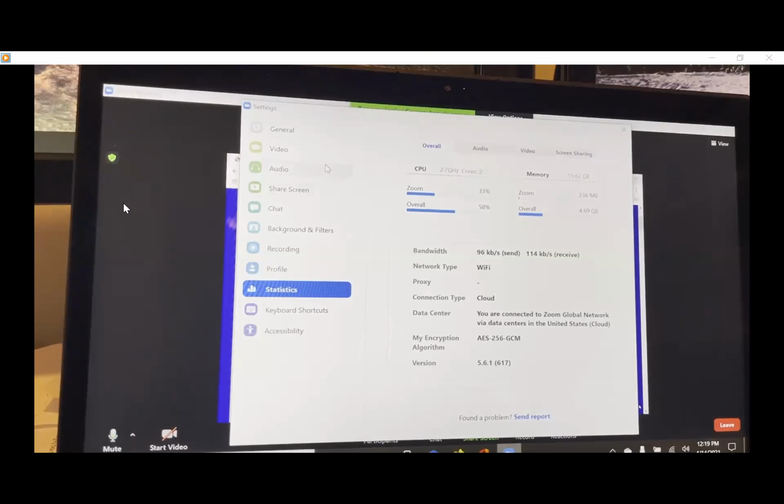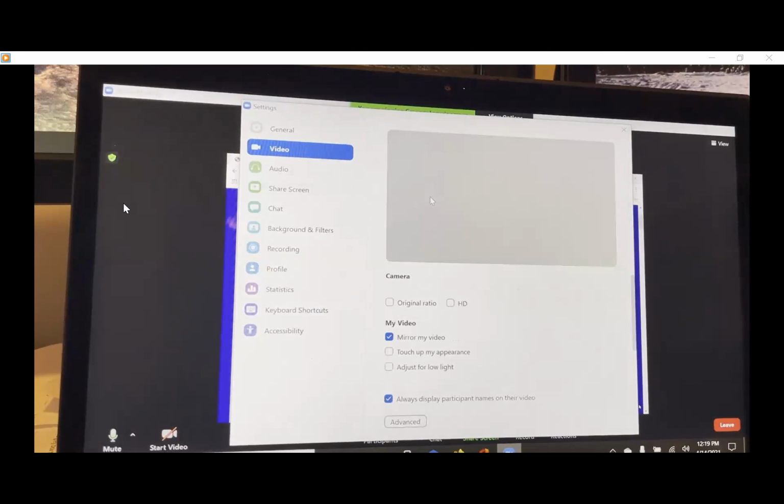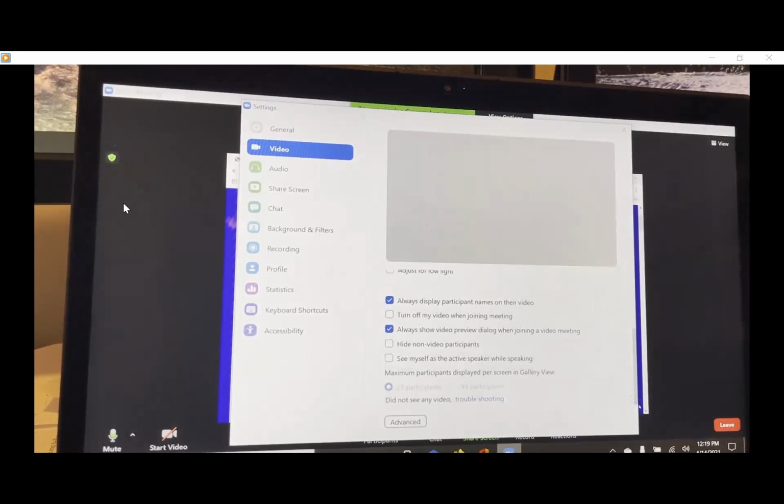Hide non-video participants is a video setting. So find video. And then this one's a little bit hidden. It's down at the bottom. Oh, how do I get there? You have to find the light gray scroll bar and scroll down. Oh, wow. That's a tiny little thing on the right-hand side. So I scroll down and what do I click?